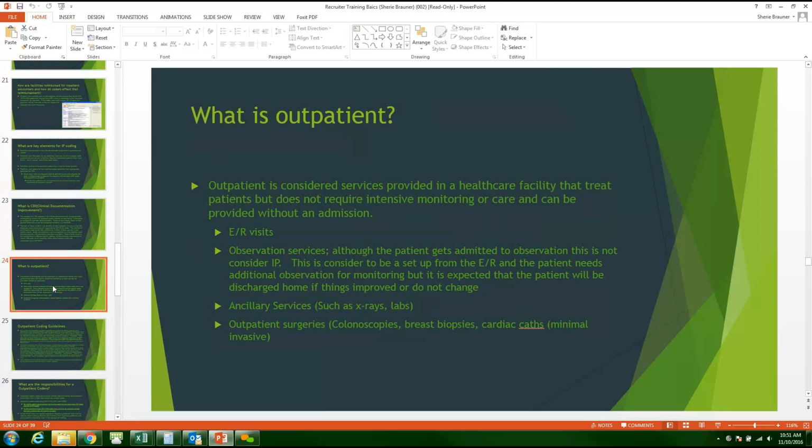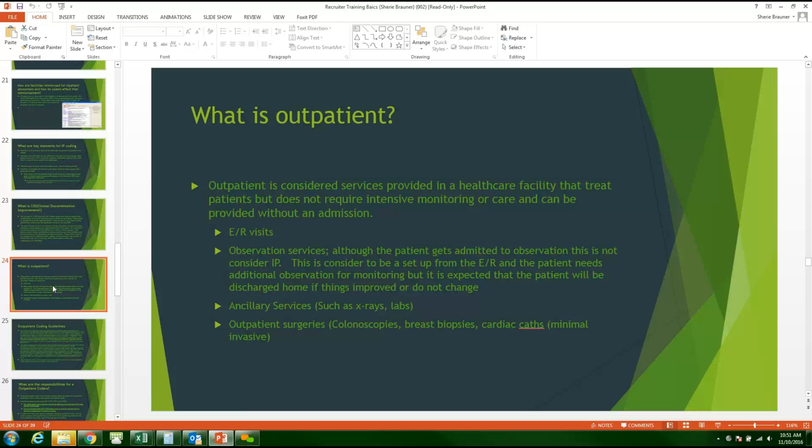Slide number 24. What is outpatient? Outpatient is considered services provided in a healthcare facility that treat patients but do not require intensive monitoring or care and can be provided without an admission. And listed below, there are ER visits, observation services, and I want to speak on observation services for a minute. Although the patient gets admitted to observation, this is not considered inpatient.